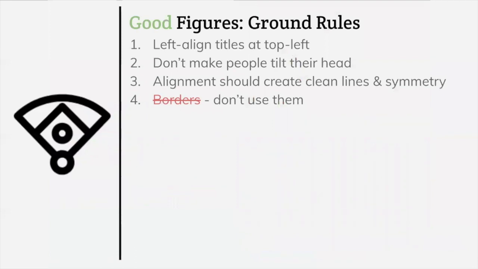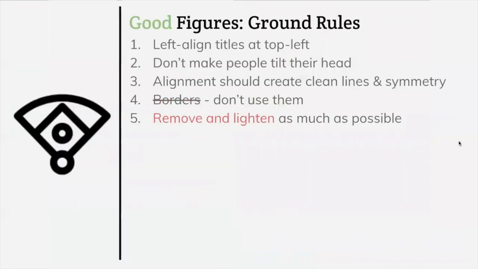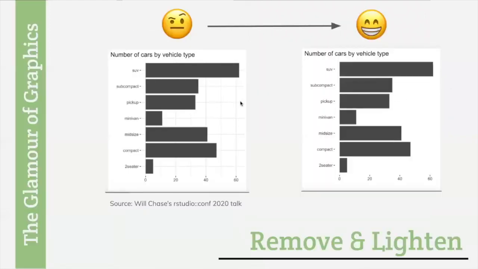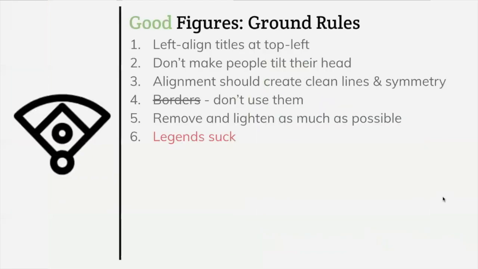The rule here is borders, don't use them. This border adds nothing to this plot. You can get rid of it and it wastes less ink on the paper. And remove and lighten as much as possible. So minor and major grid lines are often not necessary, so you can use a white background. Now, there are times where you care about these grid lines and you can leave them on, but you don't necessarily need them. So remove and lighten wherever necessary. This brings us back to the point we made earlier in the quarter that less is more. You increase your data to ink ratio, have everything on the visualization serve a purpose.